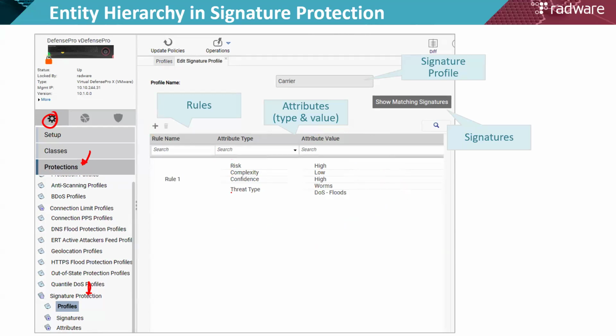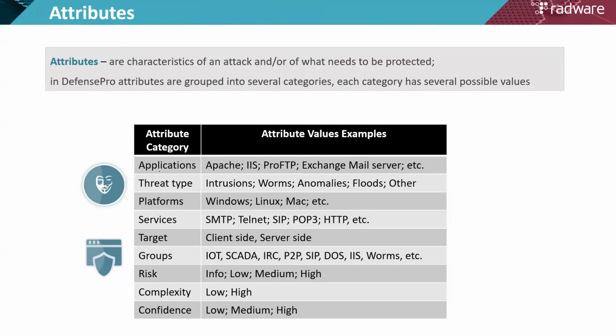We can define multiple things here under the attribute type, which is defined in the next slide. We can define which applications we need to check against: Apache, IIS, Exchange Mail Server, Web Server. We can define a threat type, whether it is an intrusion, worms, anomalies, floods, etc. I hope you get the idea of what we are trying to say here. We can define all these things.